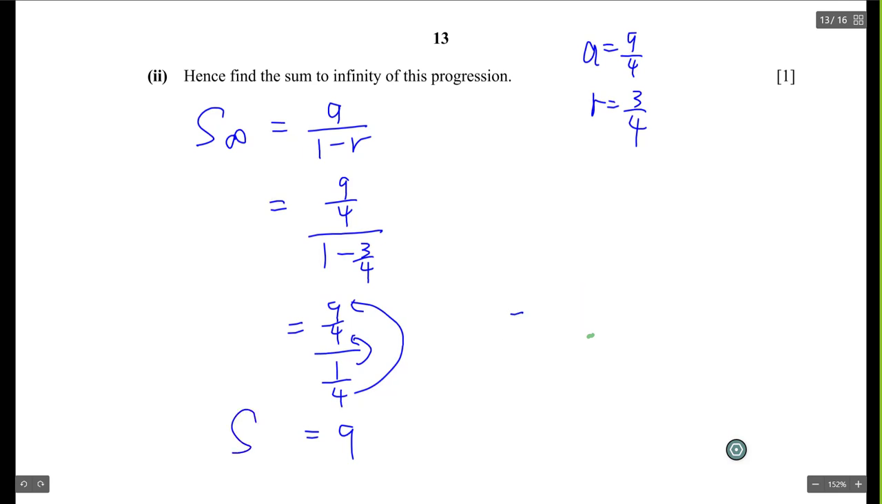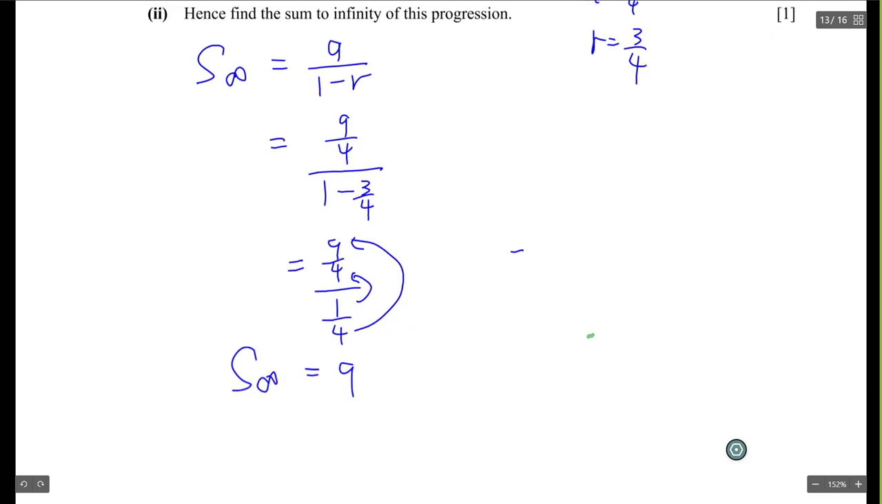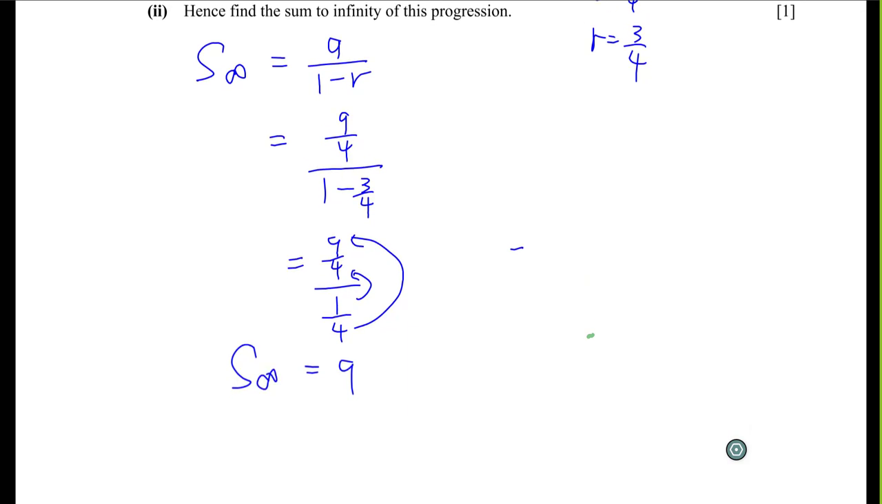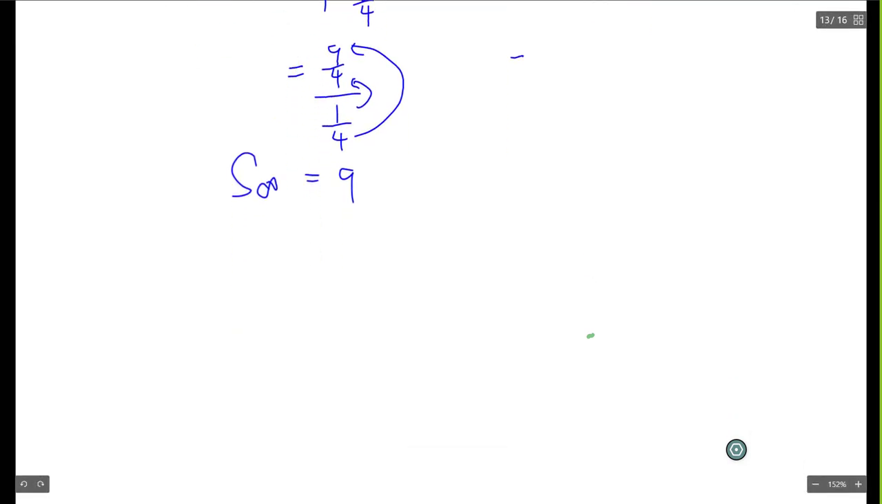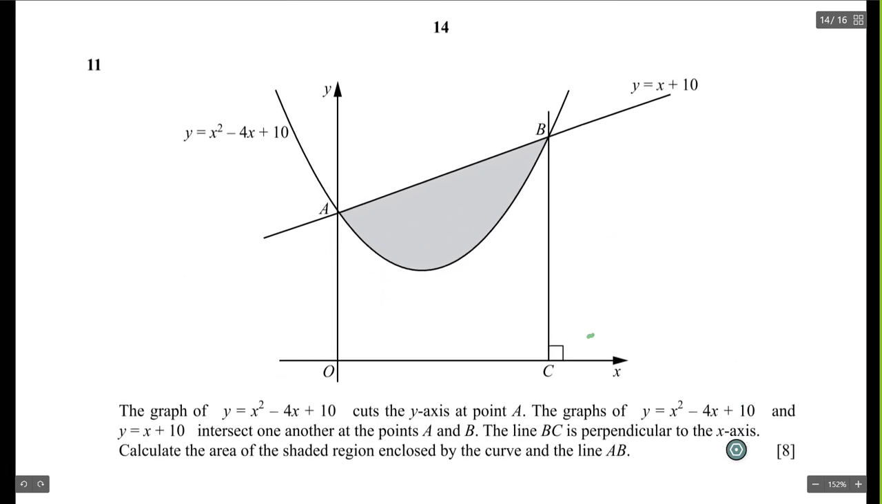So yeah, this is sum of infinity, just 1 mark. You just apply into the formula. So it's not really hard, but if you do not know how to use the formula, it will be quite hard. Alright, we go to the last question.